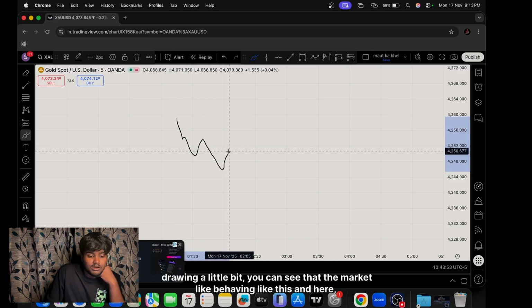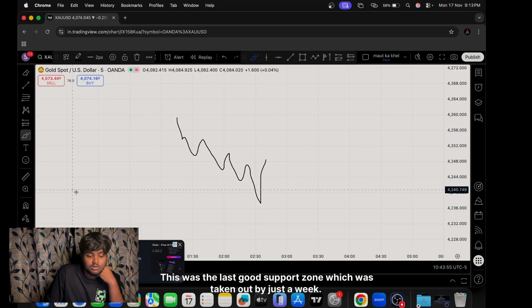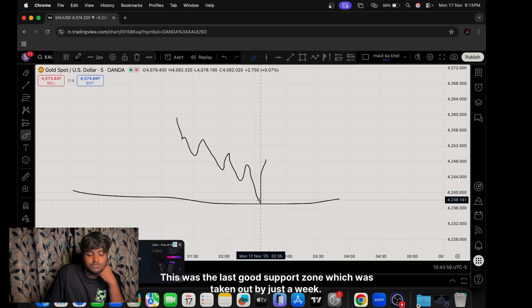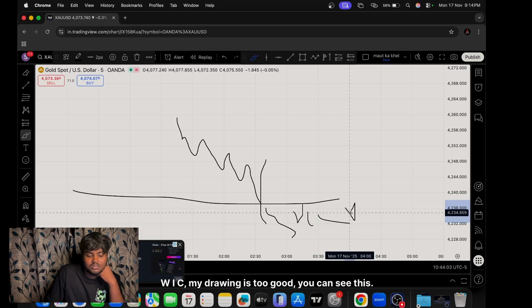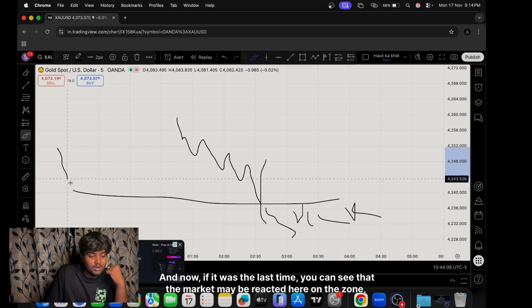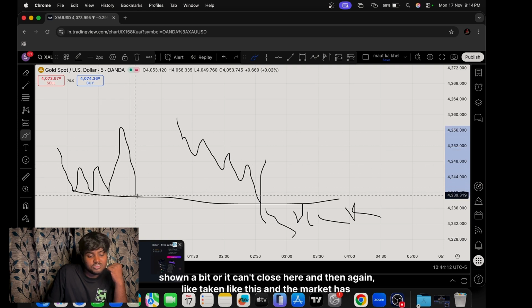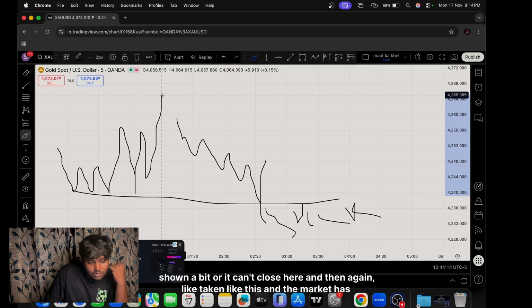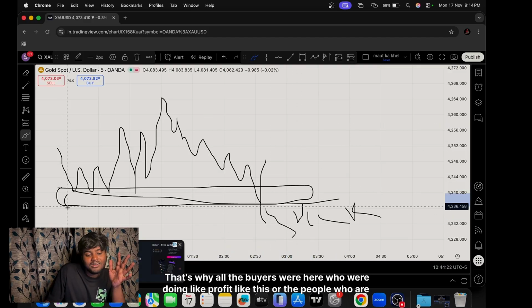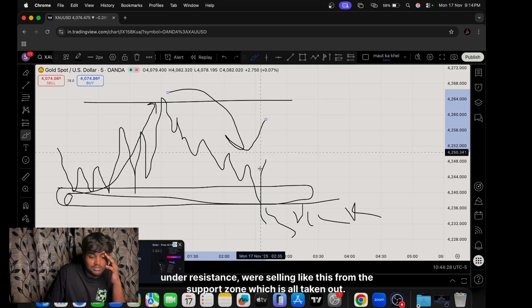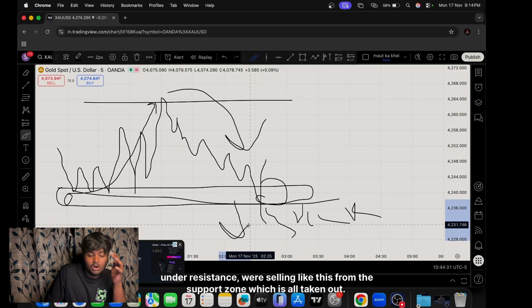You can see that the market is behaving like this, and here it is taken out. This was the last good support zone, which was taken out by just a wick. This is a wick portion. My drawing is too good, you can see this. And if it was the last time, the market may have reacted here on that zone, or it came close here and then was again taken like this, and the market has created a support zone over here. That's why all the buyers were here who were taking profit like this, or the people who are on the resistance level selling from the support zone, which is all taken out.